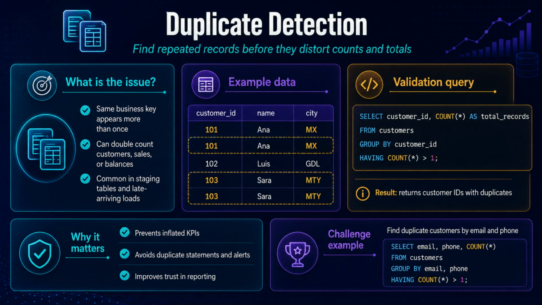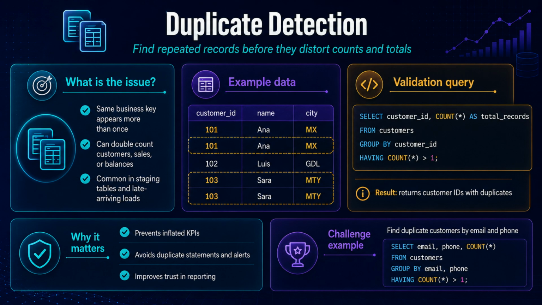Now, let us start with one of the most common data quality problems: duplicate detection. A duplicate happens when the same business key appears more than once in a table. For example, the same customer ID may be loaded twice into the customer table because of a repeated file load, a bad merge process, or an incorrect integration from a source system. At first, a duplicate may look like a small technical issue, but in reporting, it can create serious business problems. Duplicates can inflate customer counts, double count sales, generate repeated statements, trigger duplicated alerts, and make dashboards look more successful or more problematic than they really are.